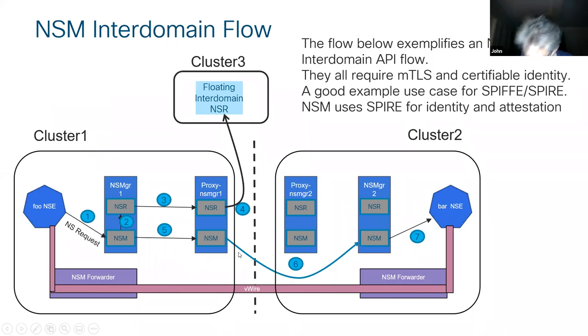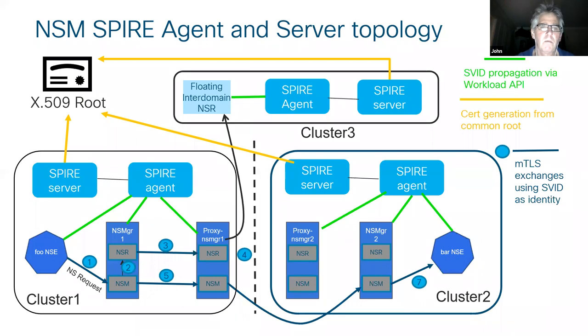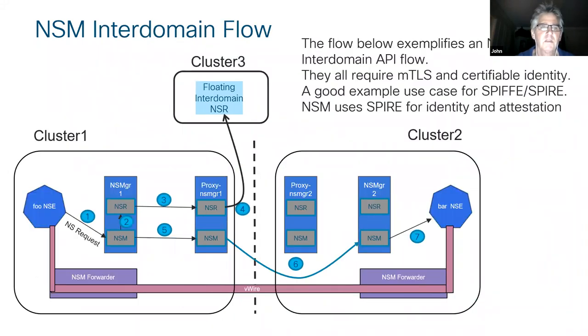So a better way to show this is that for this particular network service, I need a V-wire from the NSE to the client, which I don't show, but assume it's there. And then I'll need V-wires from the forwarder across the cluster boundaries. I'll need a V-wire from the forwarder to the NSEs, and then I'll need another V-wire from this NSE to the server side. So essentially, network service mesh is using what's called a V-wire, a virtual wire, to interconnect a client's request for a service with what that service entails. In this case, the service entails crossing cluster boundaries.